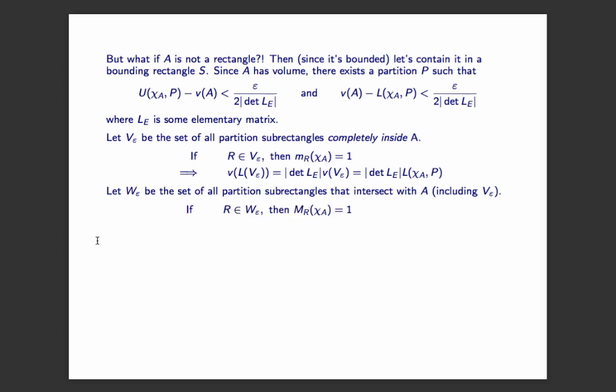So if R is one of these subrectangles, the supremum of the characteristic function is 1, because each subrectangle intersects with A, so the characteristic function chi A must be 1 at some point. So the supremum over the subrectangle is 1.